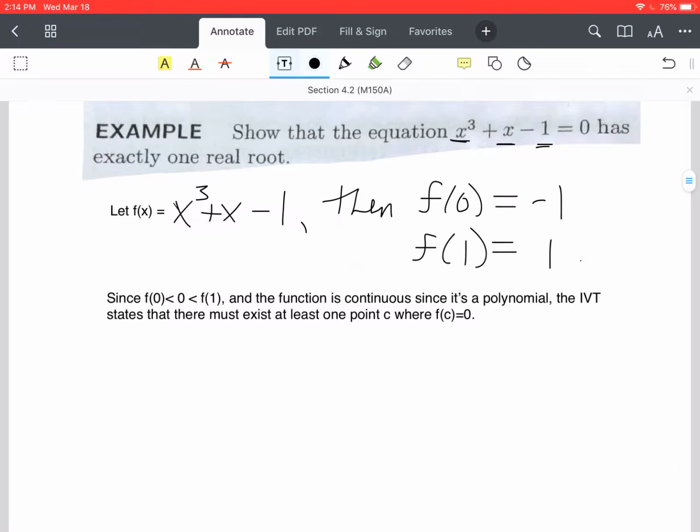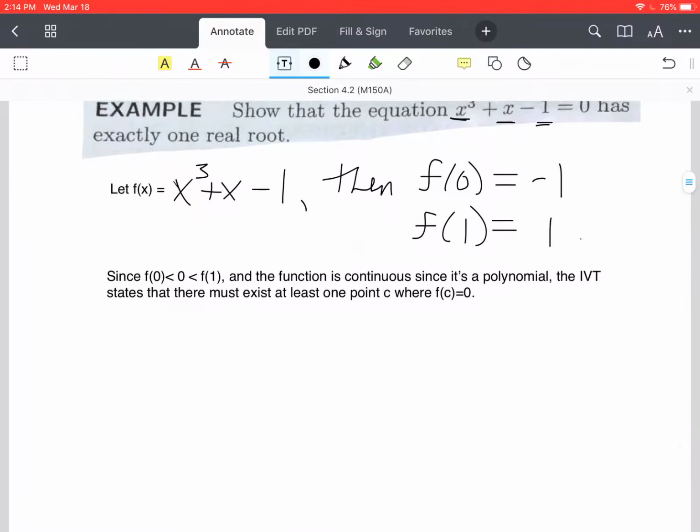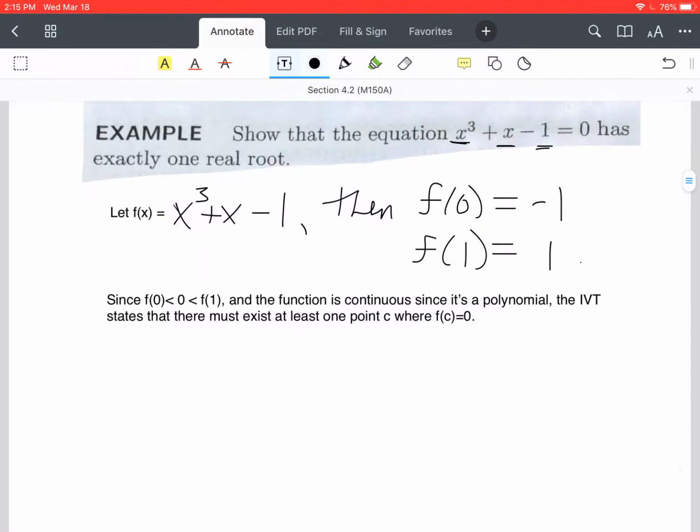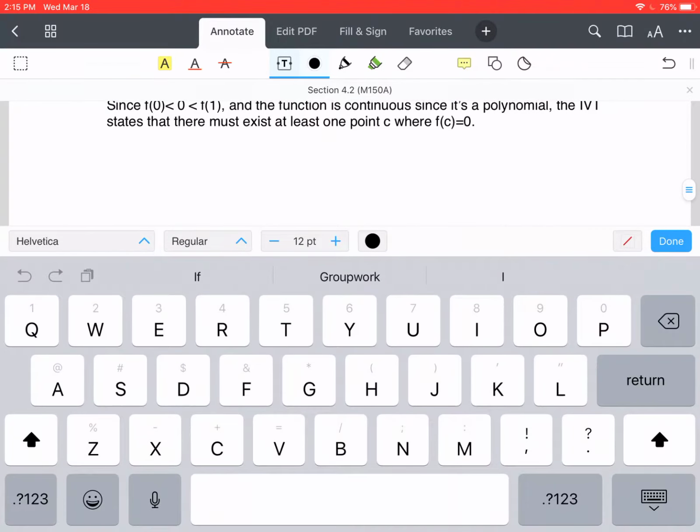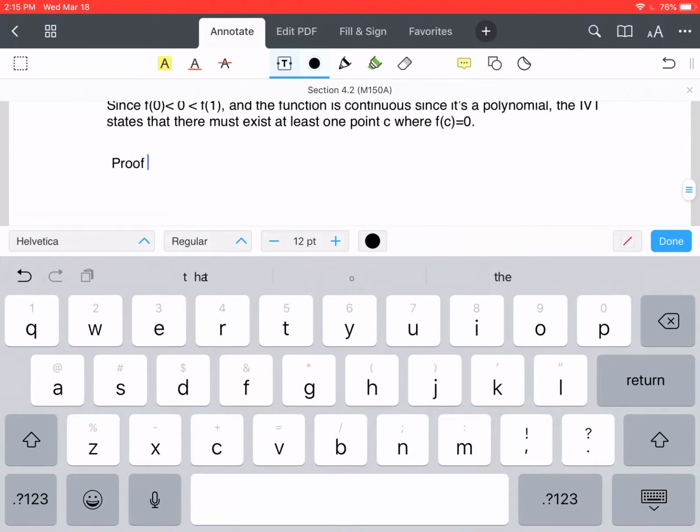Now, that gets us part of the way there. Okay, we know that there must be at least one root. The real question is now, how do we show that there is exactly one root? Okay? So in order to do this, we're going to be doing something called a proof by contradiction. In a proof by contradiction, we assume the opposite of what we're trying to prove.